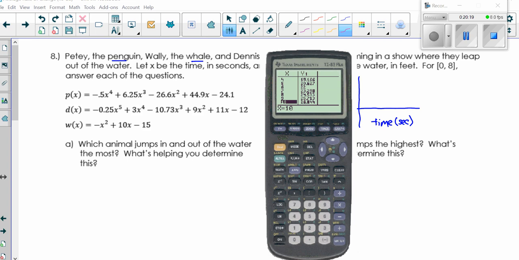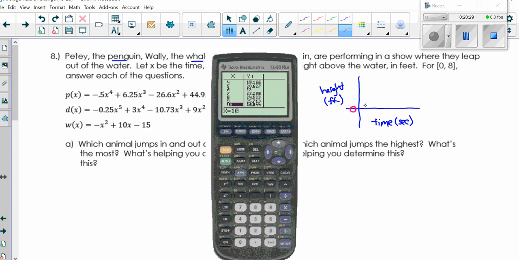It says which animal jumps in and out of the water the most. What's helping you determine this? So before I go ahead and graph these, which animal jumps in and out of the water the most? Well, if we had an animal down here that was doing this, wouldn't that be going, we're under the water, we're out of the water, we're under the water, we're out of the water, under, out? So what's going to help us determine this is actually the x-intercepts. So these right here, because when we hit that x-intercept, we're leaving the water. When we hit that x-intercept again, now we're coming back into the water. So x-intercepts are actually what's going to help us answer this question.